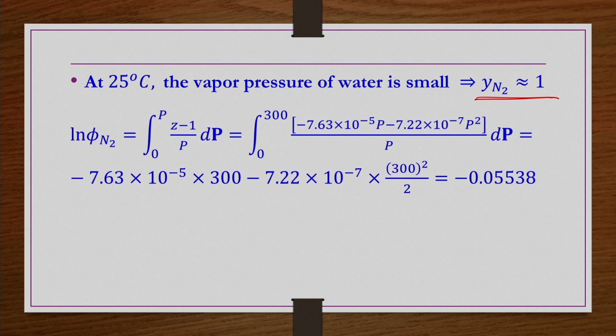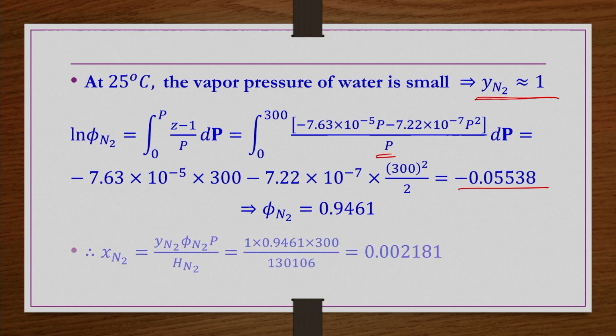So, its mole fraction is going to be 1 closely. Okay. And then from the compressibility factor, ln phi_N2 we can write as the integral from 0 to P of (Z minus 1) by P dP. P is given, Z is given. So, Z minus 1 is this divided by P, and after integration we substitute limits 0 to 300. Then ln phi_N2 we get is minus 0.05538. That means phi_N2 is going to be 0.9461. So, phi_N2 is known, y_N2 is known, and H_N2 is also obtained.